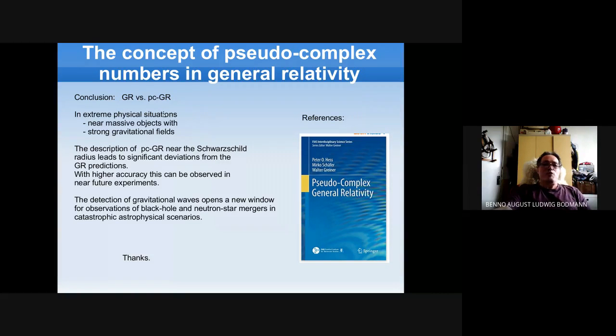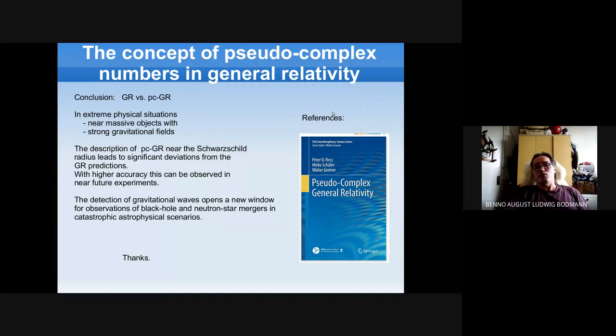And so let's come to the conclusion. General relativity versus PC general relativity. In extreme physical situations, near massive objects with strong gravitational fields, the description of the PCGR near the Schwarzschild radius leads to significant deviations from the general relativity predictions. With high accuracy, this can be observed in near future experiments, and the detection of gravitational waves opens a new window for observations of black hole and neutron star mergers in catastrophic astrophysical scenarios.